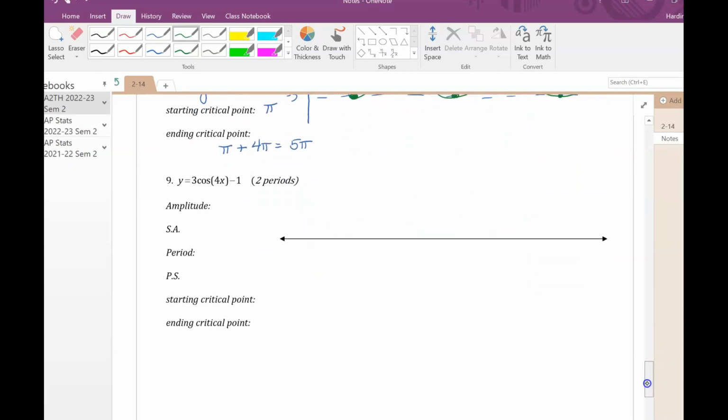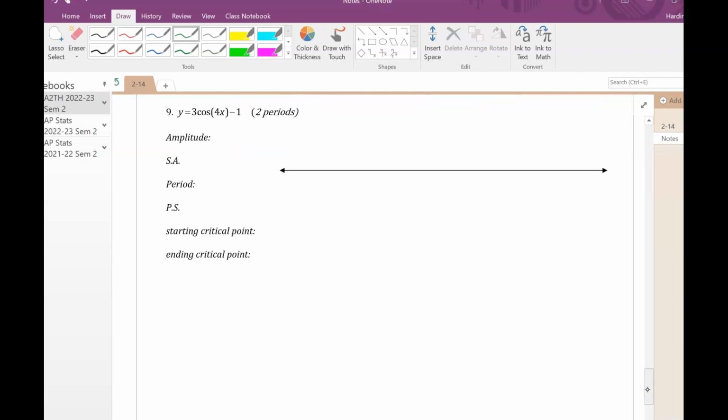All right, last one that we have to get through. I know this is getting long. This is an important one because this is the first one that has a horizontal stretch or shrink, which impacts these critical points. All right, amplitude is 3. Sinusoidal axis is at -1. The period of the graph, 2 pi divided by 4. The whole graph happens in a span of pi over 2 radians.